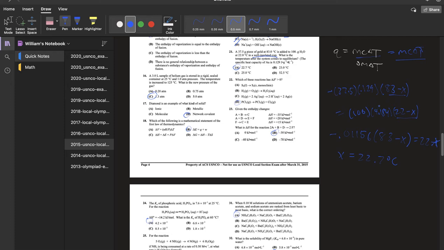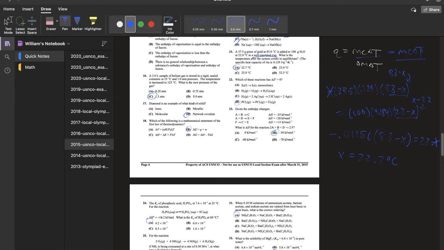But if you're just thinking about final minus initial, then you can do 83 minus x in this one, and then you can do x minus 22 here, because that's technically final minus initial, and then you can get rid of this negative sign. But the rest of the steps I wrote out are actually with the first method I showed, not this one. So basically, if you solve it algebraically, you get x equals 22.7 degrees Celsius.